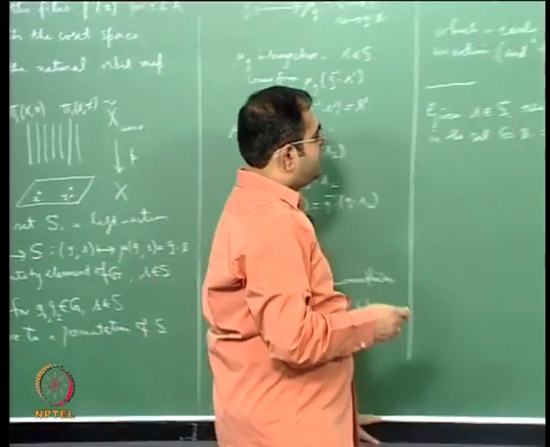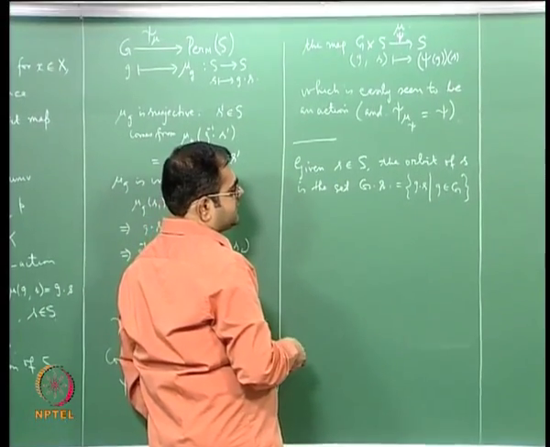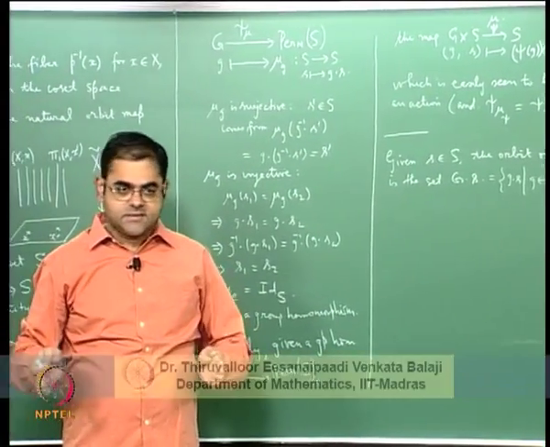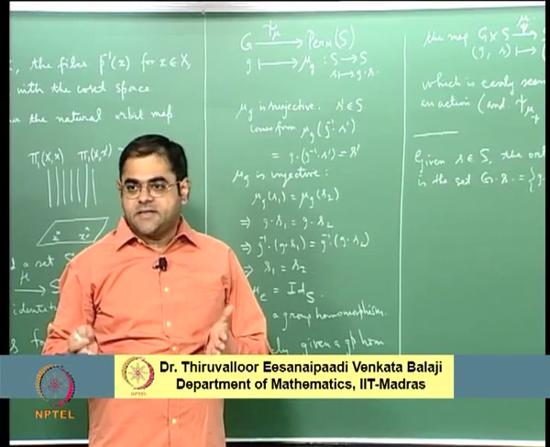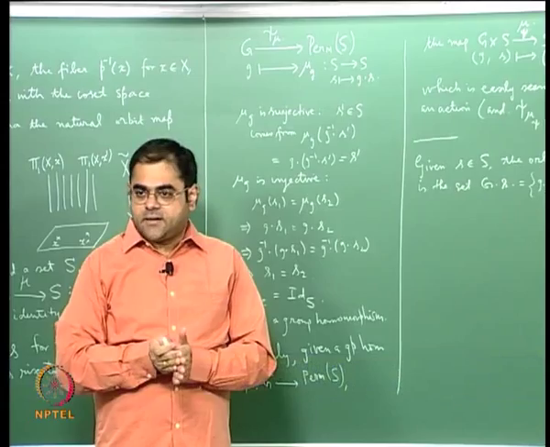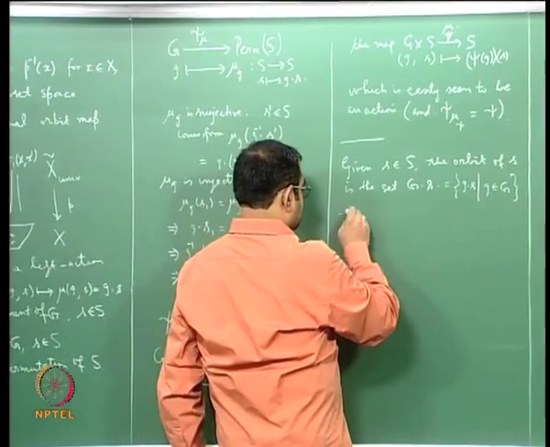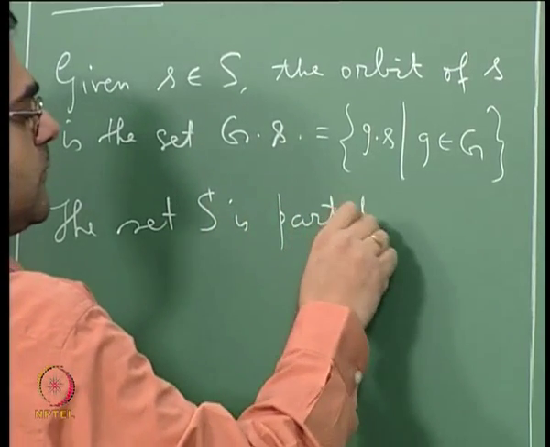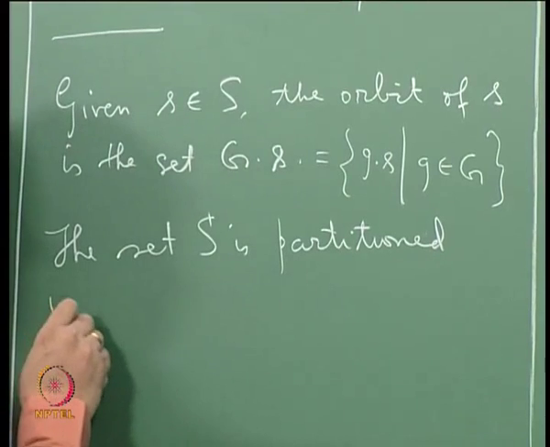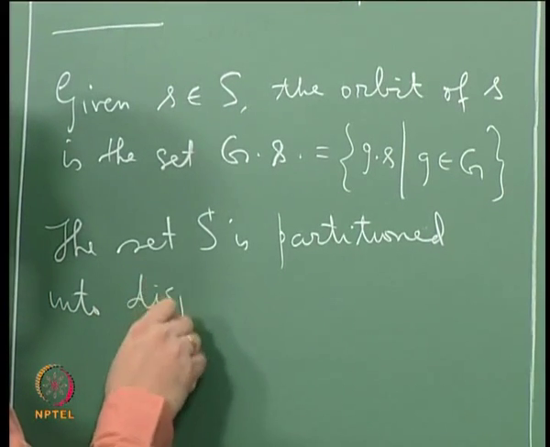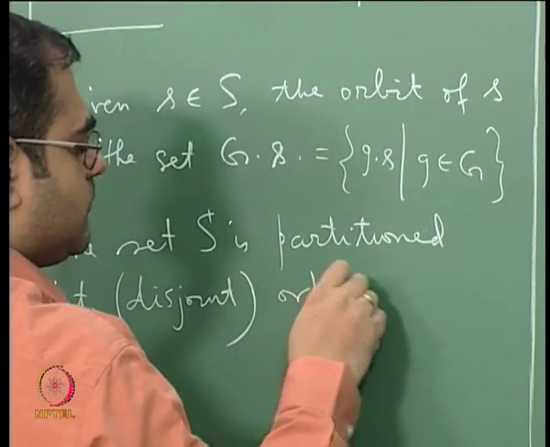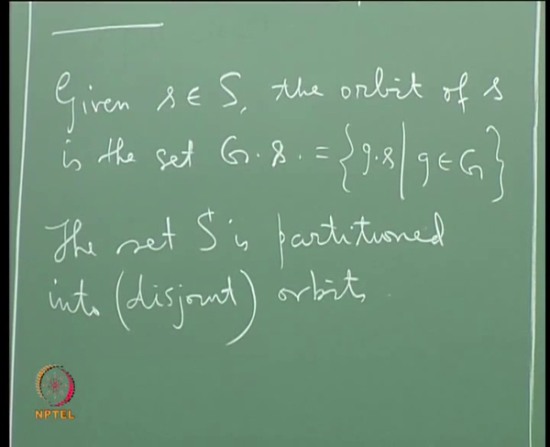Okay, and what happens is that the set S is partitioned into orbits, and that means either two orbits are the same or they are completely disjoint. You can check this: the set S is partitioned into disjoint orbits, of course partition means disjoint orbits. The set S is partitioned into various orbits under the group action, alright.